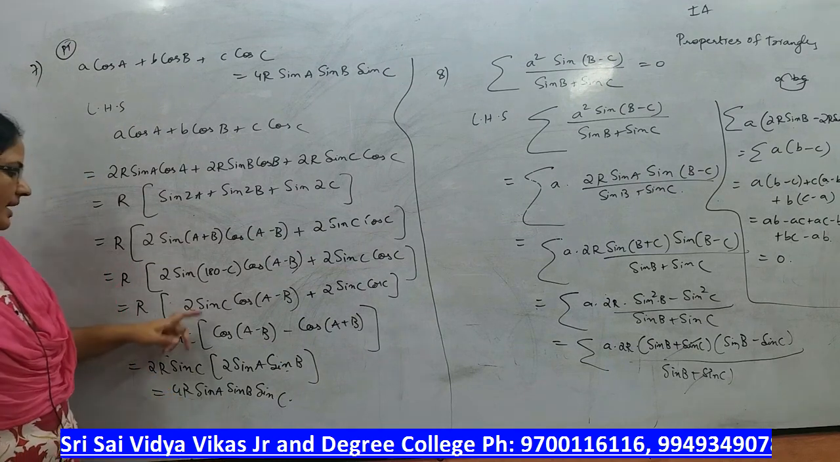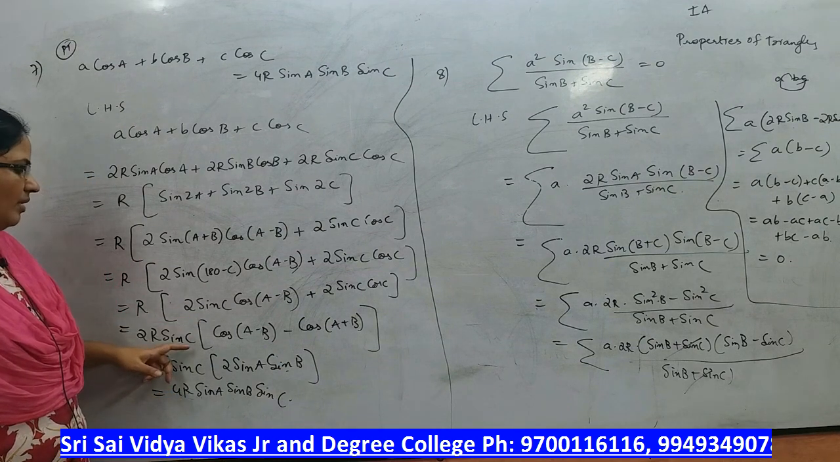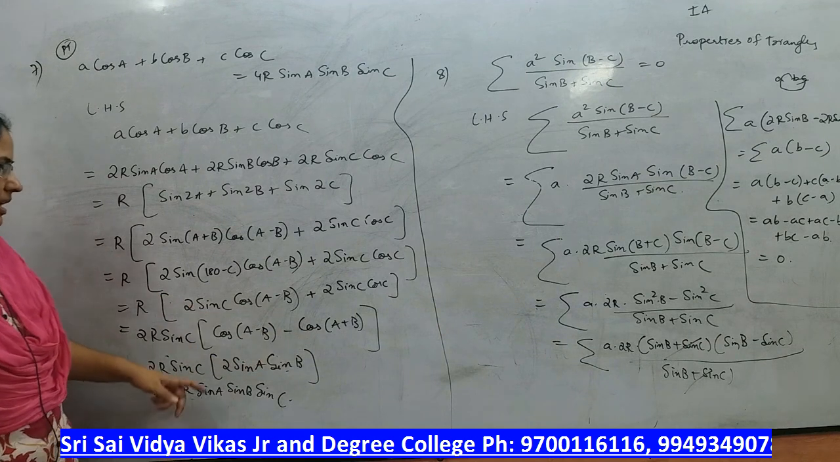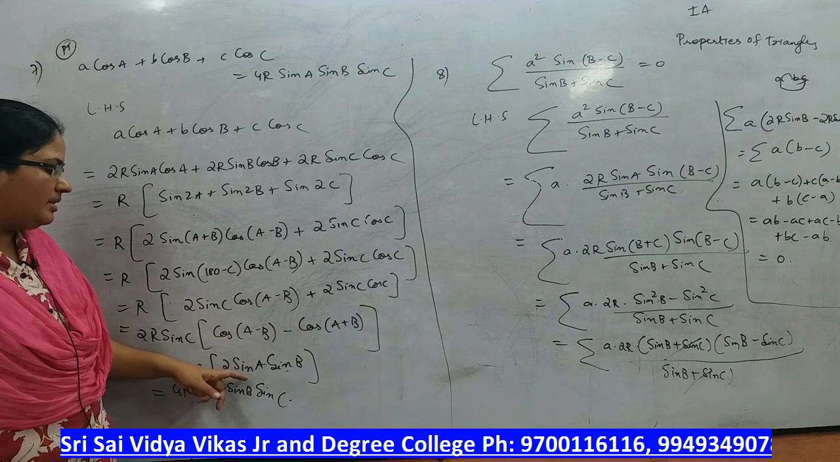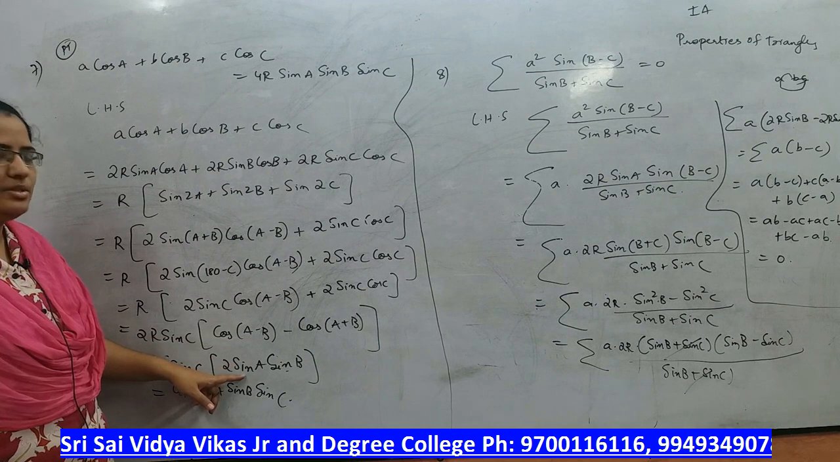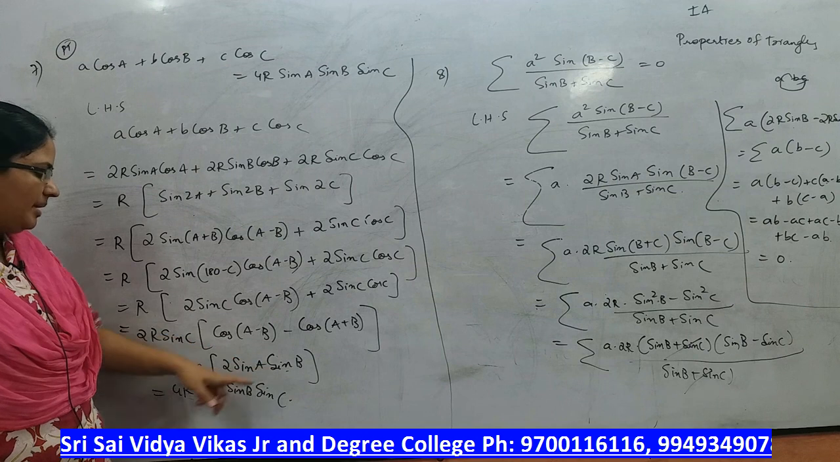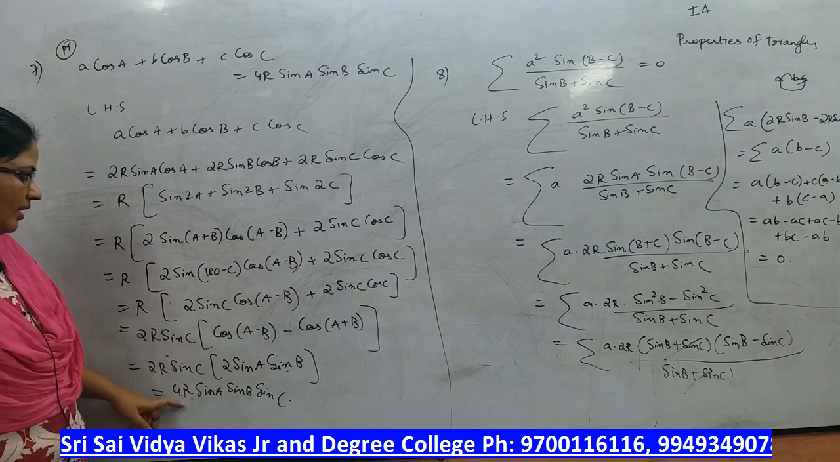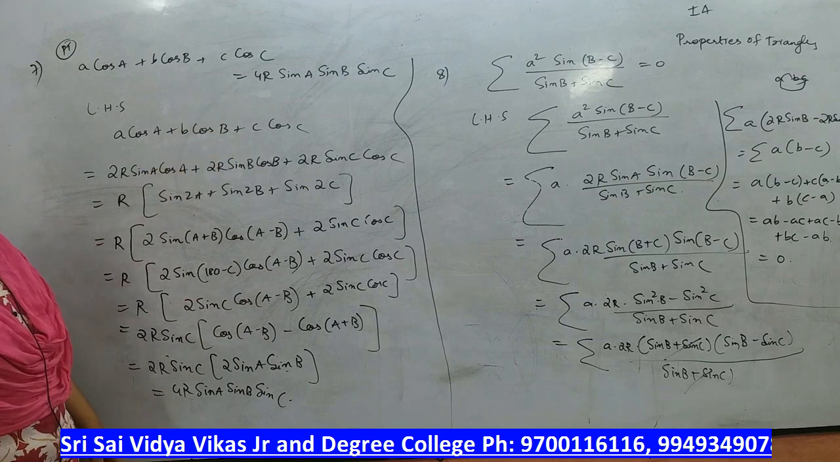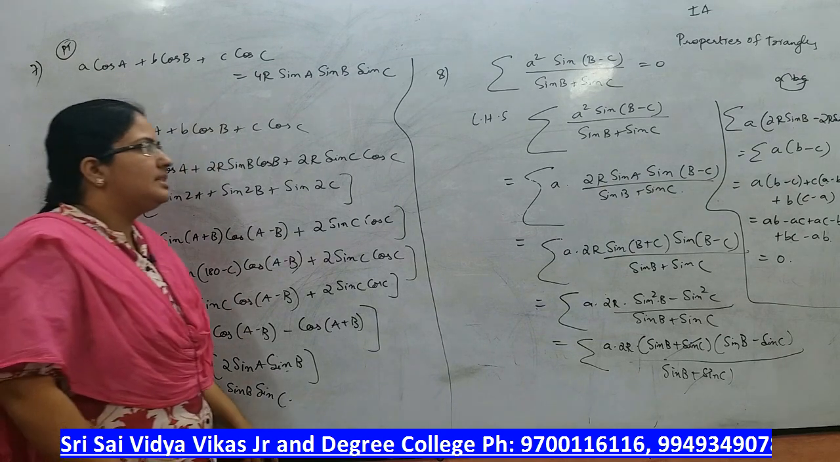Take sin C out. You have cos(A − B) minus cos(A + B). Cos minus cos is 2 sin sin, because you have a minus sign here, you will get plus 2 sin A sin B. 2R into 2 is 4R, so 4R sin A sin B sin C, that is equal to the RHS. Let us discuss the next problem.